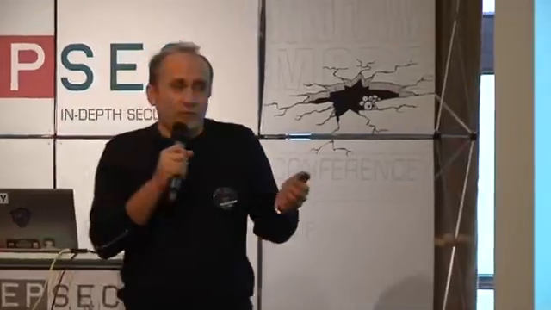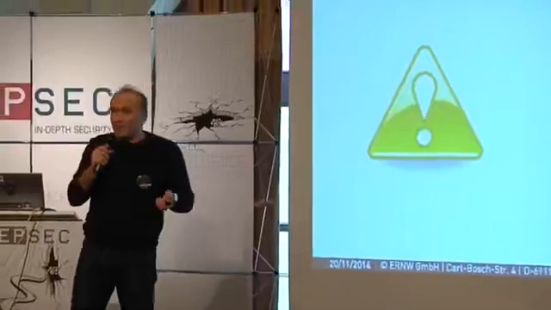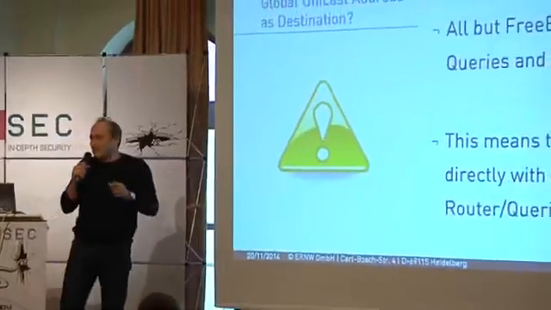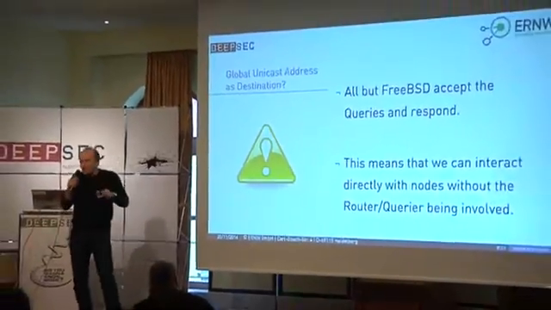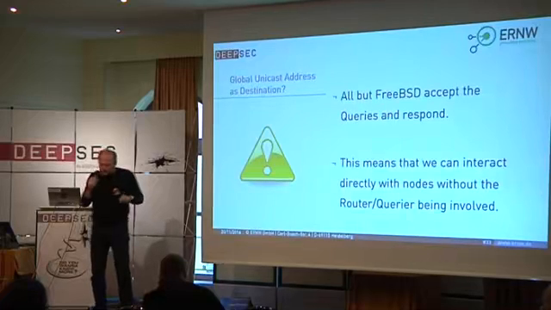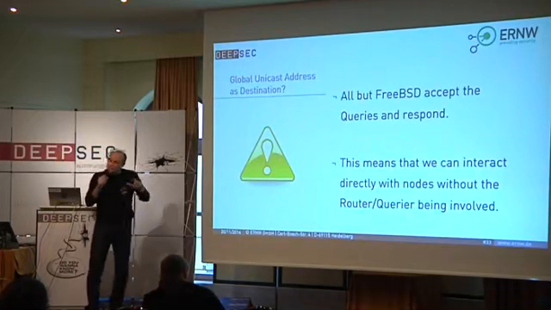Now, a more specific case. Normally, all these messages, MLD messages, are sent to multicast addresses at the local link. However, in the RFCs, it is defined that you can also use global unicast addresses. And we found out that this is really the case, with the exception of FreeBSD. And why is this important? Because this allows you to interact one-by-one with all the clients in your network. You can avoid informing all the participating nodes of a message. And this is quite convenient from the attacker's perspective.